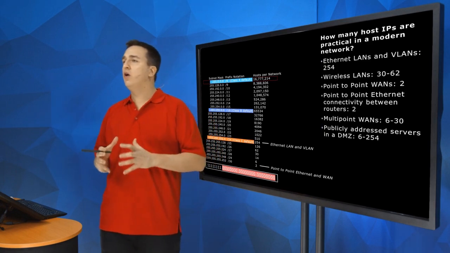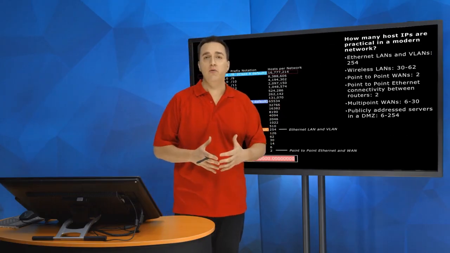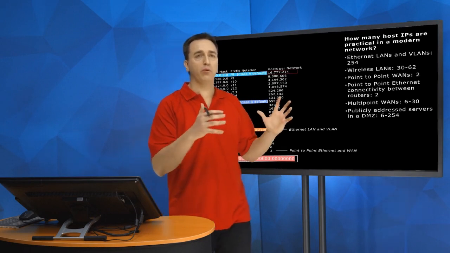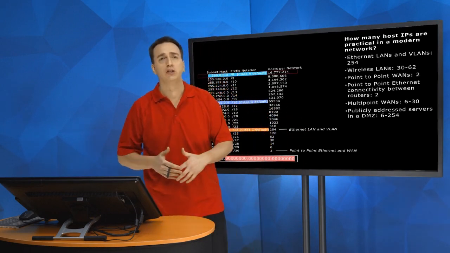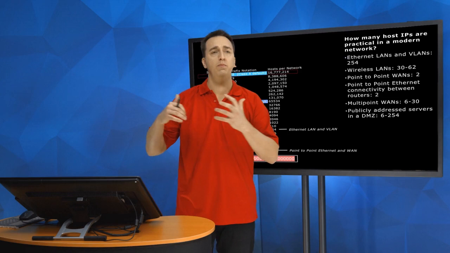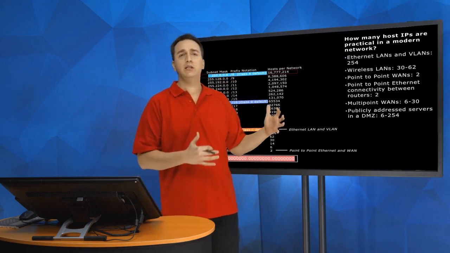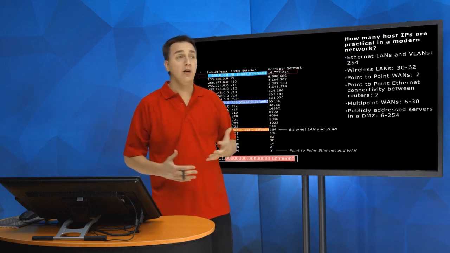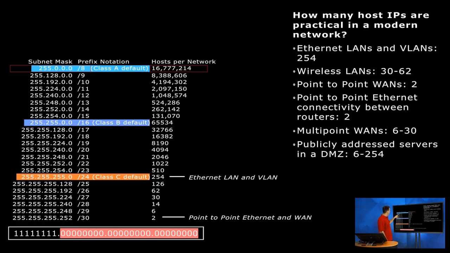But I'm talking here about our enterprise network, where we have our phones, our PCs, our printers, our wireless access points, our servers, our point-to-point WAN links, our point-to-point Ethernet connections, DMZs. What's practical in those cases? Well, definitely not a /8, definitely not a /9, a /10, an /11, a /12. None of these are practical. So where does practicality start? Right down here, /24. 254. So Ethernet LANs and VLANs, 254, and every other network is going to typically be smaller than that.